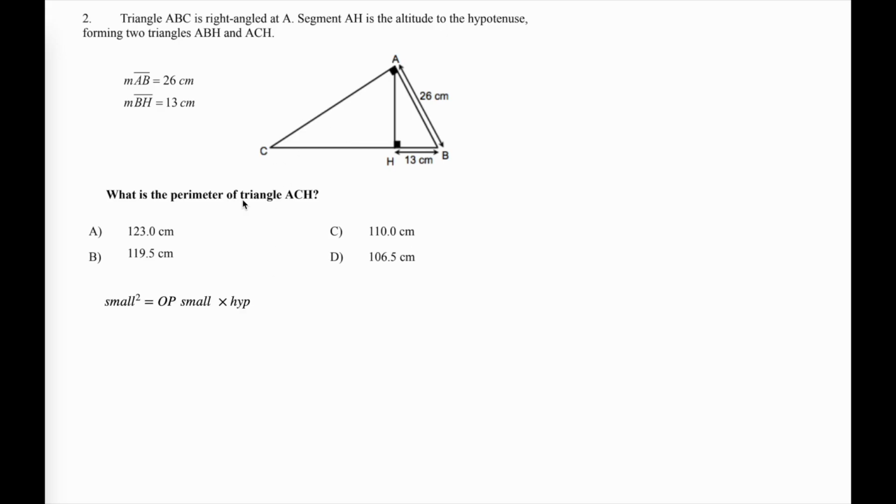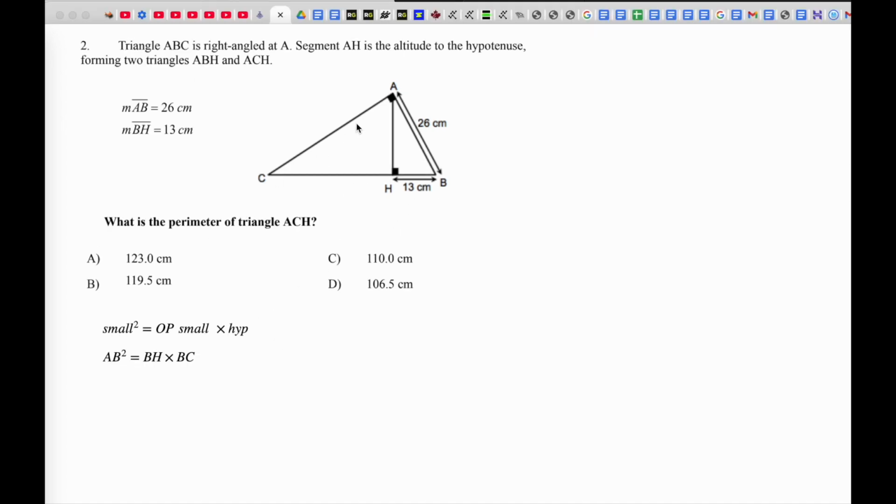I'm going to use the formula that says that the small leg squared is equal to the orthogonal projection of the small leg onto the hypotenuse, HB, times the whole hypotenuse. And I'm going to use this formula to find the hypotenuse. The small leg is AB. AB squared is equal to the orthogonal projection of the small leg onto the hypotenuse, which is HB or BH, times the whole hypotenuse, which is BC. AB squared is 26 squared is equal to BH, which we're told is 13, times BC.